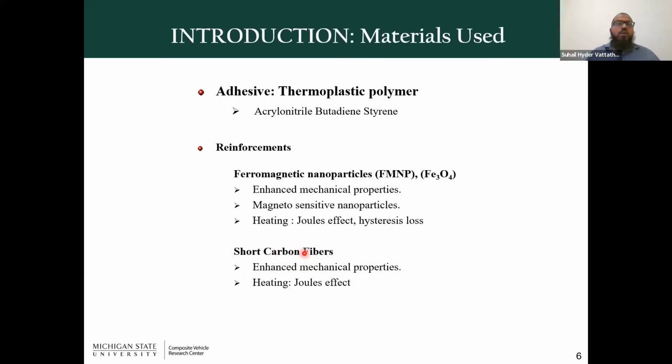So although the thermoplastic polymers are inherently weaker than thermosets, by reinforcing them with these particles, they not only allow us to heat the thermoplastic with EM heating, but at the same time, they enhance the mechanical properties of the adhesive.